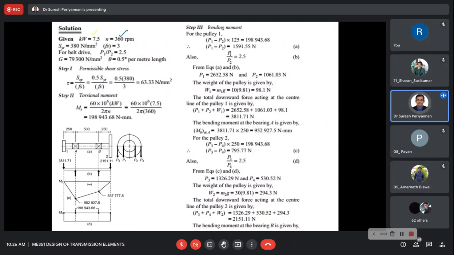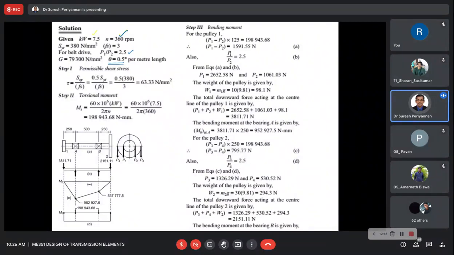Now the yield strength is given. Now the factor of safety is given. Now the belt drive tension ratio is given, that is 2.5. Now theta, the angle of twist, is given as 0.5 degree per meter length.